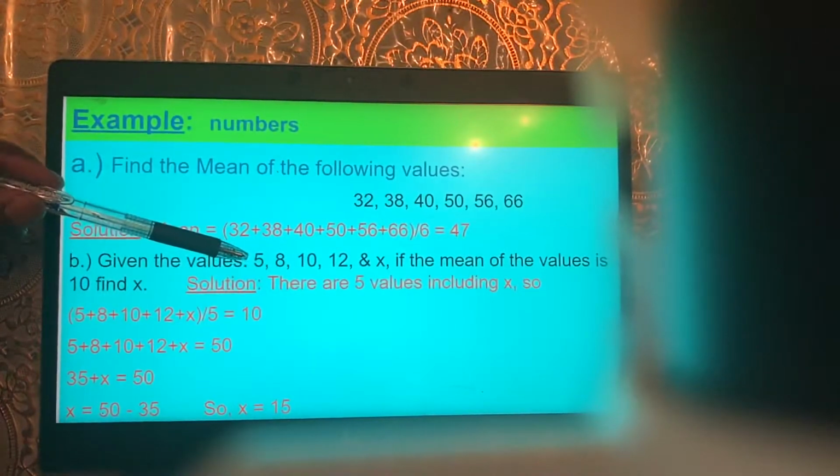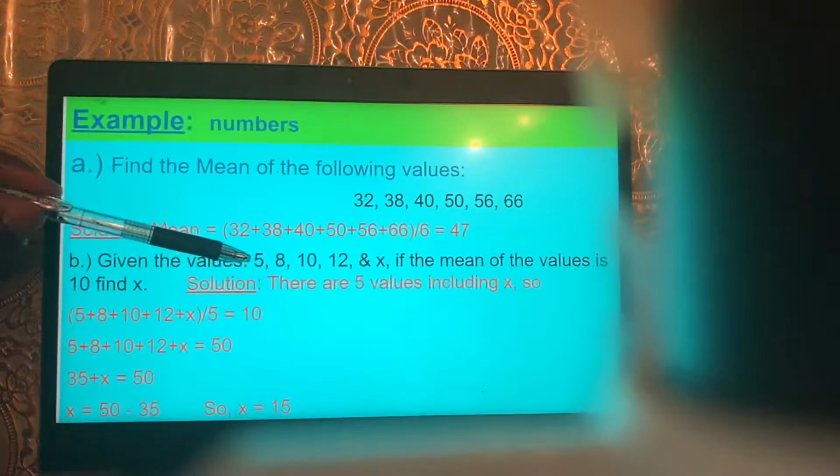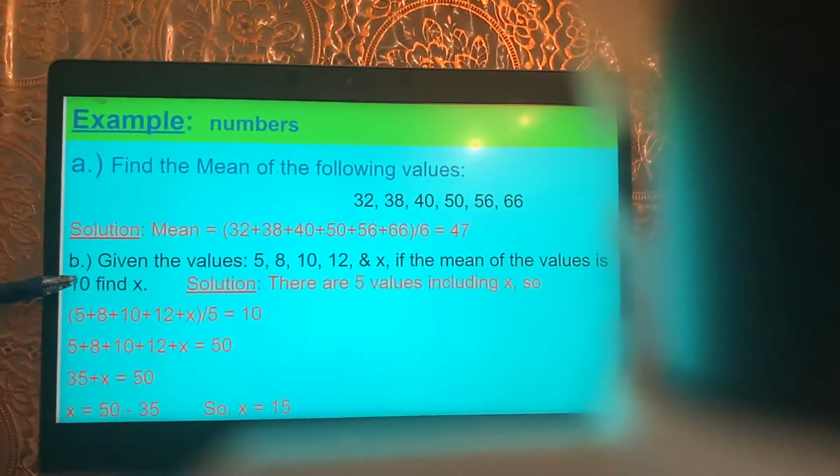So to figure out that x, the number which you lost, given 5, 8, 10, 12, what do we do to find the missing number when we know the average? There are 5 values, but we know 4. We add those 4 values plus x, divided by 5, which is 10, and then multiply 5 by 10, which is 50. Now the 4 values add up to 35. So 35 plus x is 50. So x should be just 50 minus 35, which is 15.